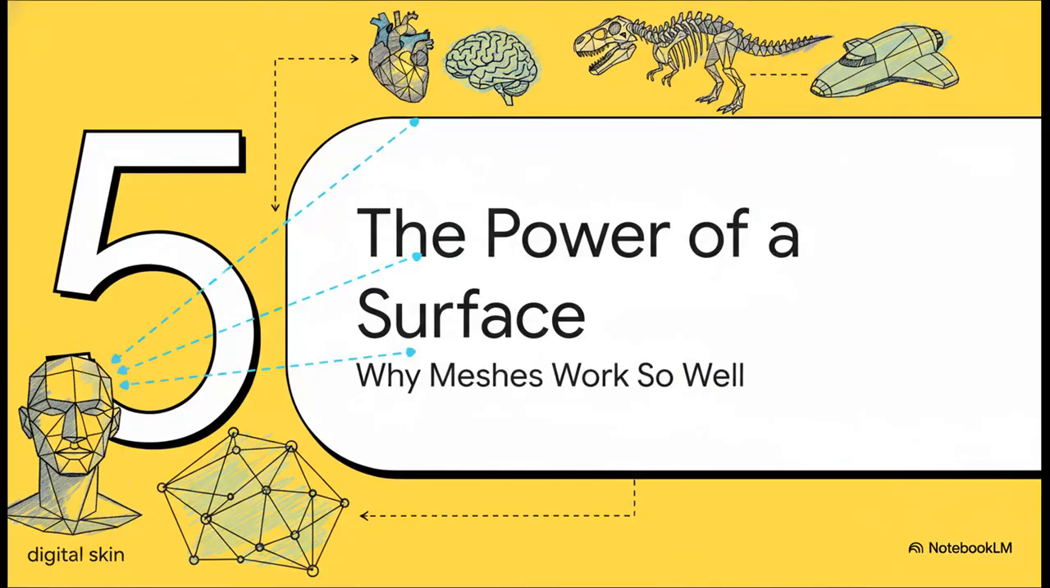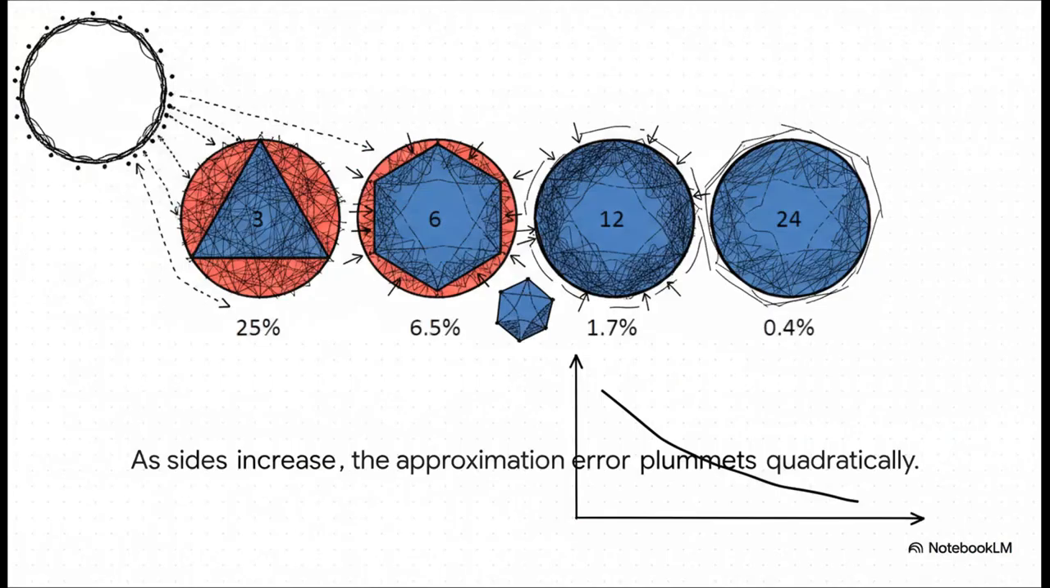Okay, so we've built our digital skin. But why is this specific method, the polygonal mesh, so incredibly popular and effective in basically everything from movies to medicine? This slide shows it perfectly. It's all about efficiency. Imagine trying to approximate a smooth circle with flat-sided shapes. If you just use a triangle, the error is a massive 25%. But just double the sides to 6, and look, the error plummets to 6.5%. Double it again, and it shrinks even faster. This shows how a small increase in detail gives us this huge, massive gain in accuracy.